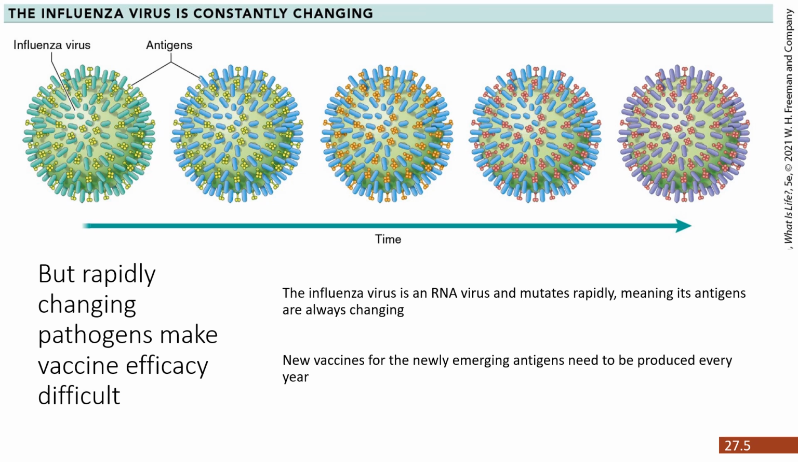But producing vaccines is challenging because many pathogens change very rapidly. You probably know that you need to get a new flu vaccine every year. This is because the influenza virus has a very high mutation rate. Each time it mutates, its antigens change, making it harder for the immune system to recognize them.